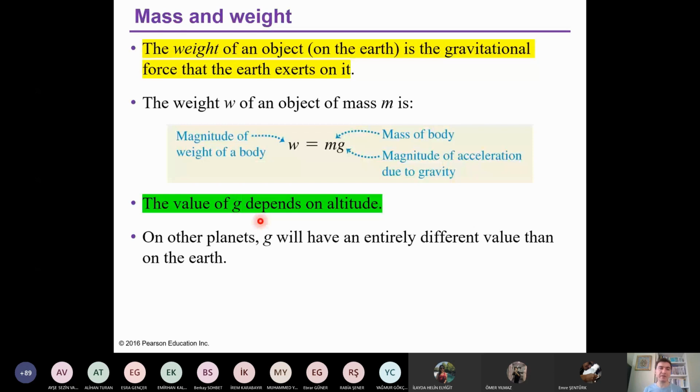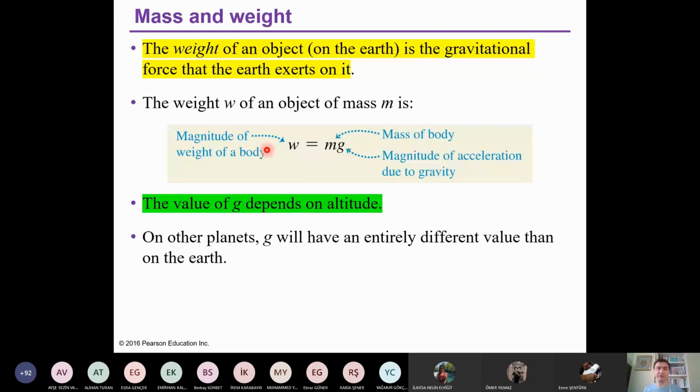Okay, let me start with mass and weight. During the last lecture, we discussed forces, and today we will go into detail with the weight of an object. The weight of an object on the Earth is the gravitational force that Earth exerts on it. So here we have a mass of an object, and the weight of this object is given with an expression you already know. Weight is equal to m times g. m is the mass of the body, and g is the magnitude of acceleration due to gravity.